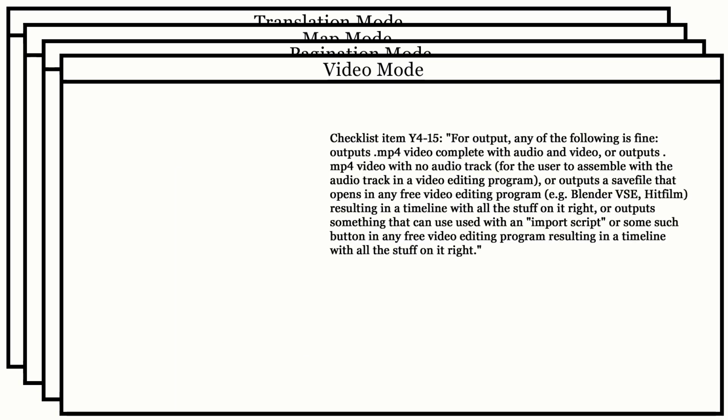I don't know if my video editing program could handle more than a minute worth of that kind of output, and all the intermediate throughput would not be fun to store on a computer. Thus, checklist item 4-15, for output any of the following is fine.